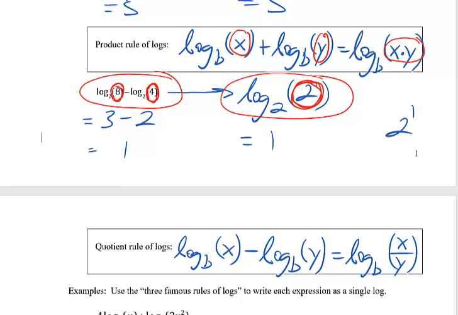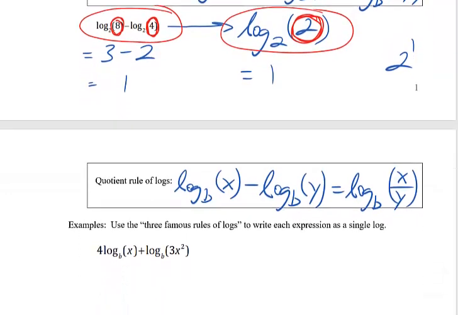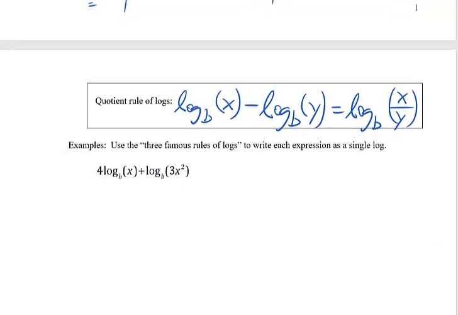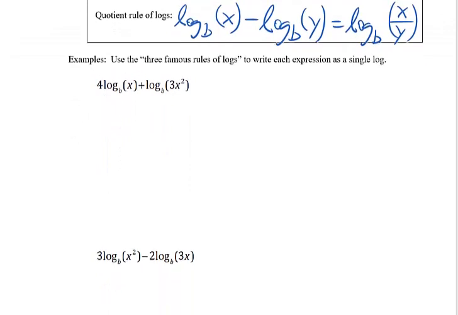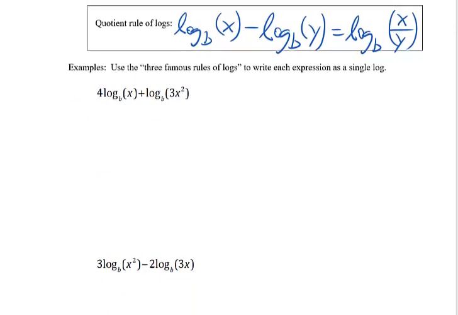Okay, taken together, the power rule, the product rule, and the quotient rule are often referred to as the 3 famous rules of logs. Now that we have them, let's try to use them in a couple of example problems. So the goal in these problems is very simple. It says we just want to write this complicated log expression as a single log. Just one log, one little base, and one result.